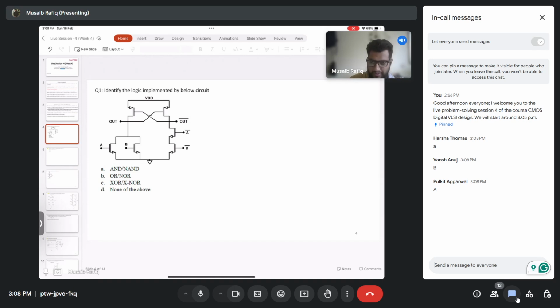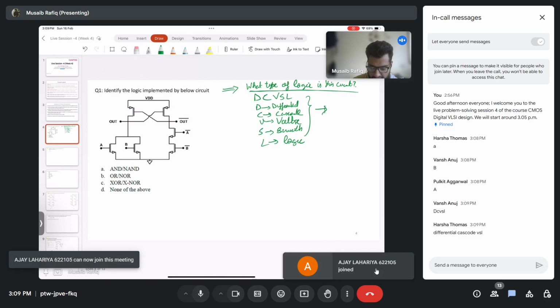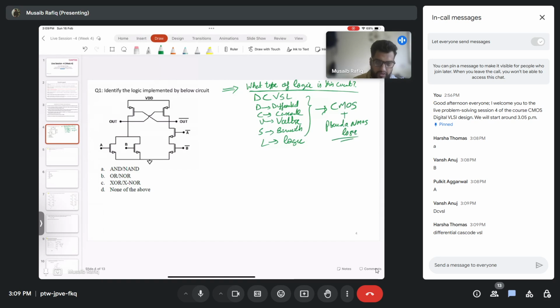Well, let's see. Before we proceed, I want to know what type of logic technology this circuit is. Exactly, this is DCVSL. D stands for differential, C stands for cascode, V stands for voltage, S stands for switch, and L stands for logic. Differential cascode voltage switch logic. It basically combines the advantages of CMOS logic plus pseudo-NMOS logic, and it is typically used where energy efficiency is of primary importance.